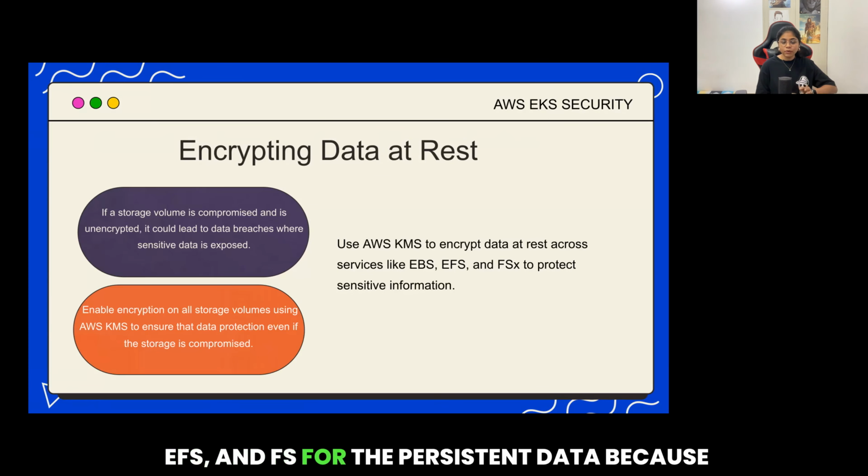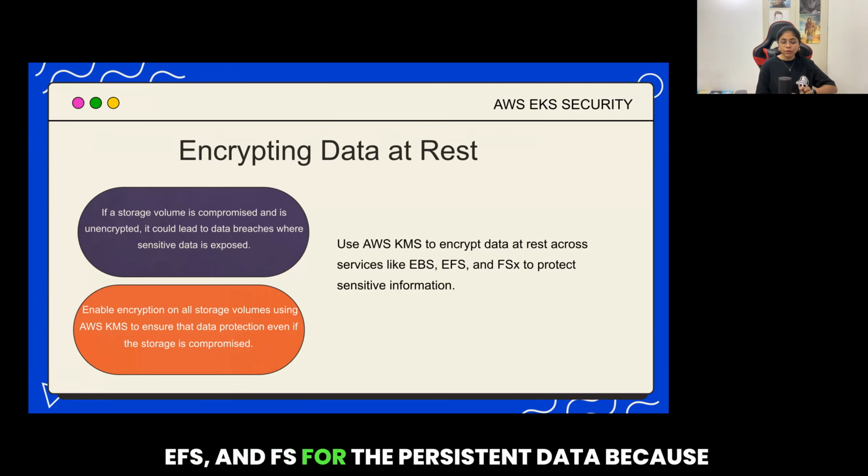Next is minimize pods' IAM permissions. An IAM role is attached to a pod for the application to function. And there we can use the principle of least privilege, thereby defining that only specific permissions are attached to that pod.